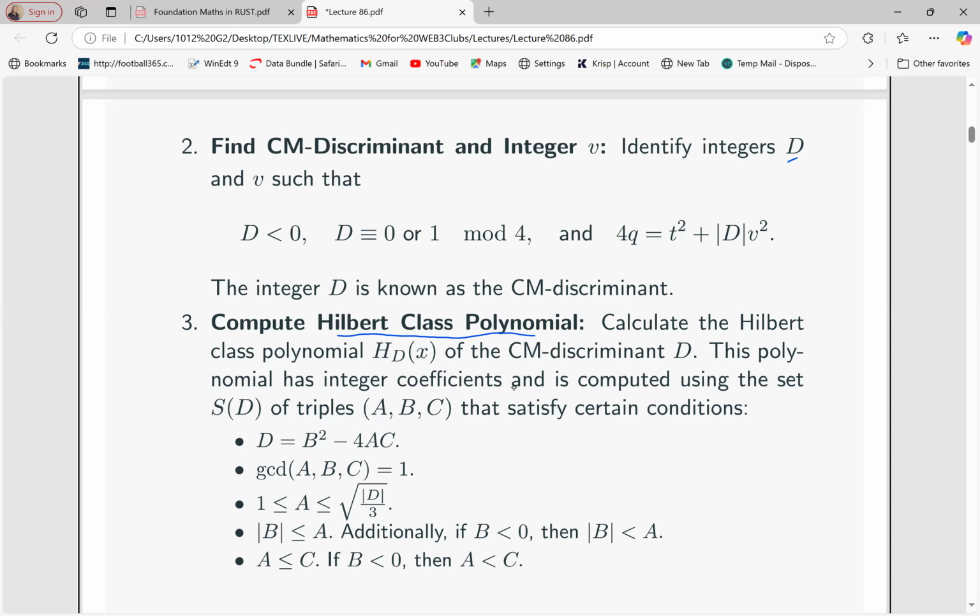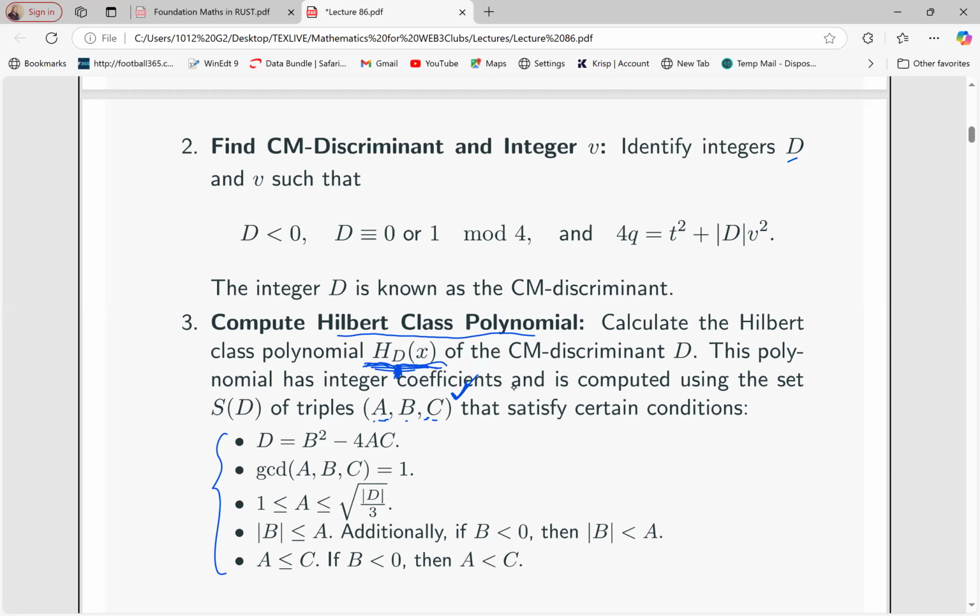The Hilbert class polynomial, before you calculate it, you must come up with a set of integers A, B, C. This set of integers A, B, C are the ones that will assist us to calculate the Hilbert class polynomial of this discriminant D. So before we calculate this, we must come up with these integers A, B, C. To assist us come up with the integers A, B, C, we consider the following properties.